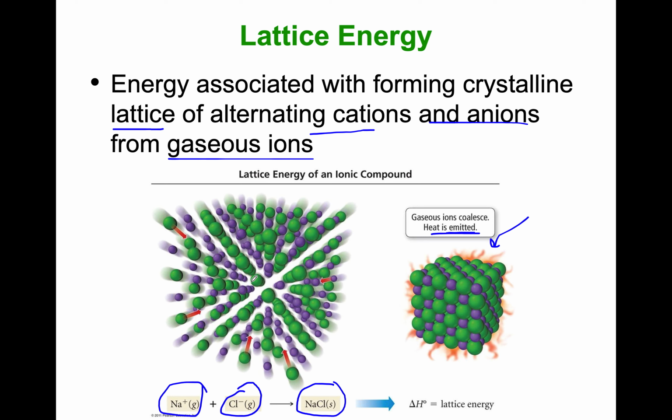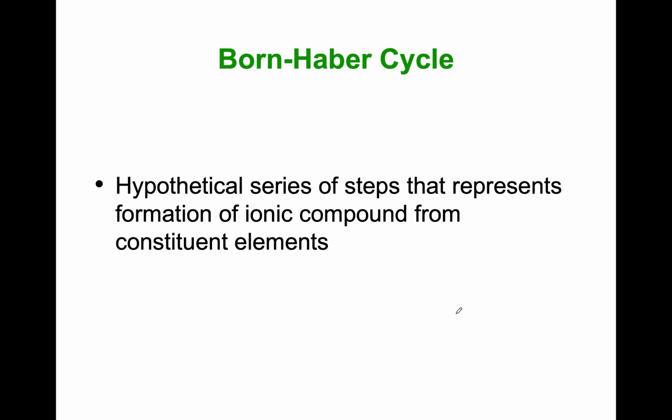So what I really want to draw attention to here is all the different types of reactions that we're seeing in this chapter. We just saw enthalpy of formation. The formation was the elements in their standard states forming 1 mole of compound. Here we can see the ions forming 1 mole of the ionic compound. So what we're going to do is see Hess's law, a big hypothetical series of steps representing the formation of an ionic compound from its elements.